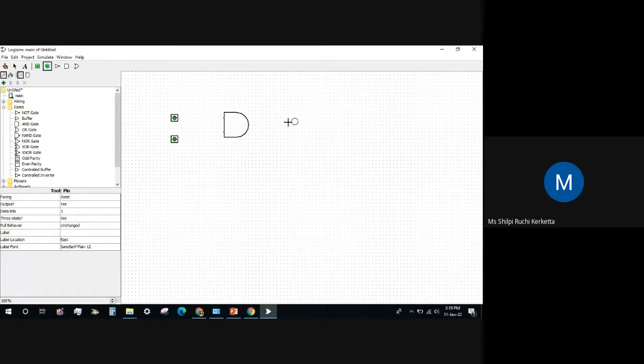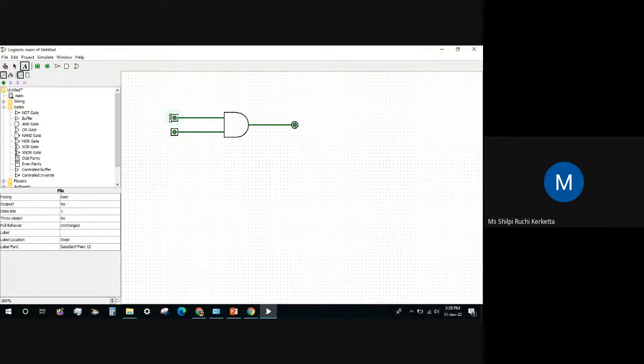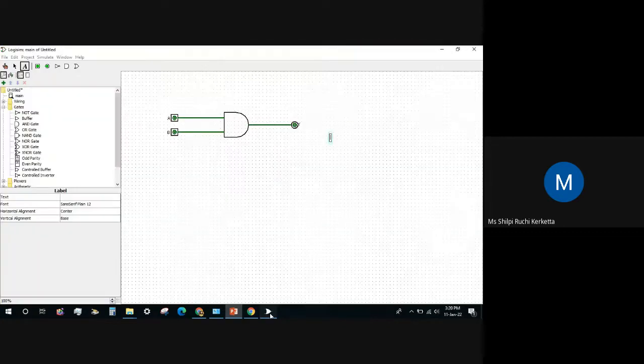And we will put one output over here. Connect these inputs, and connect this output. We will name the input and output: this as A, this as B, and this as Y. So we will see the logic. If we have 0, 0, then we will get 0. If we have 0, 1, then we will get a 0. If we have 1, 0, then also we will get a 0. Only with input as 1, 1, we will get a 1. So we will check this.